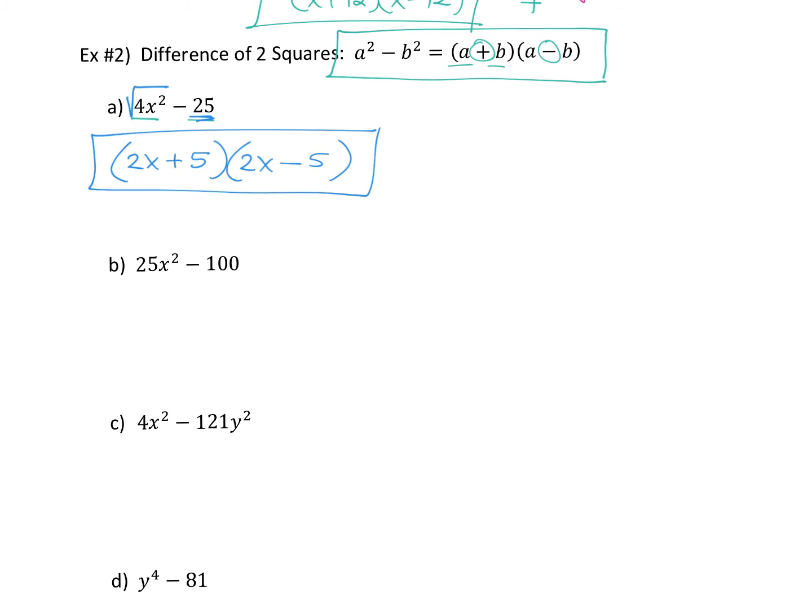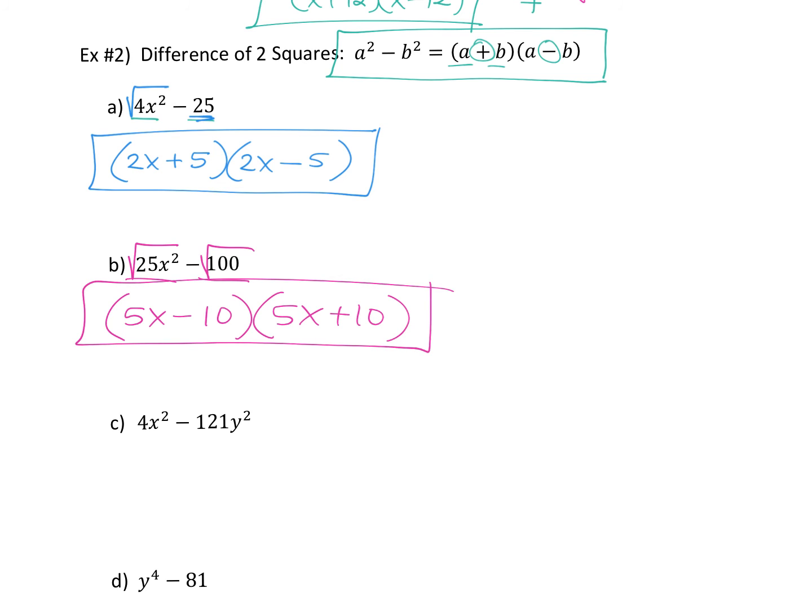Okay, so letter B, what do we get here? 5x minus 10 and 5x plus 10. And it doesn't matter which one you put first, the plus or the minus, but we square root this and we square root this. So 5x here, 10 here, one of them gets added, one of them gets subtracted, and that's your answer. That feels easier, right? Or is that just me? I think that feels easier than the trinomial.